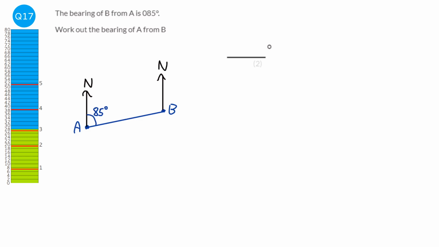So now it says work out the bearing of A from B. The first thing we can do is actually just draw a line going down here, and we know that this angle here will also be 85 degrees because of alternate angles. It's always best to write that down somewhere, so we can just put in brackets here alternate angles. And we know that this angle here is going to be 180 degrees because it's a straight line.